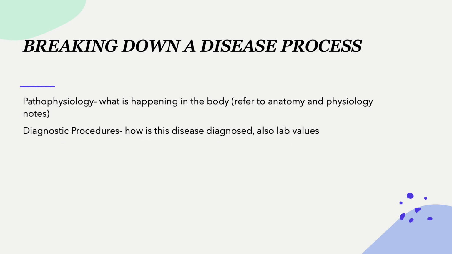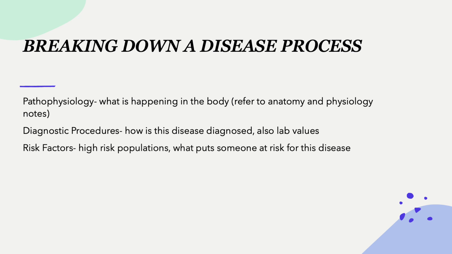Then we're going to discuss your diagnostic procedures. How is this disease diagnosed? Also the lab values that go with it. As we talked about in the last lesson, it's not good to just know your lab values, but it's way more important to know what the lab values represent, if they're high or if they're low. Risk factors. These are high-risk populations. What puts someone at risk for this disease?